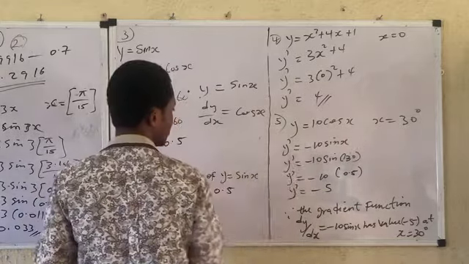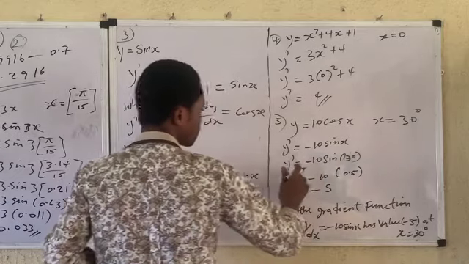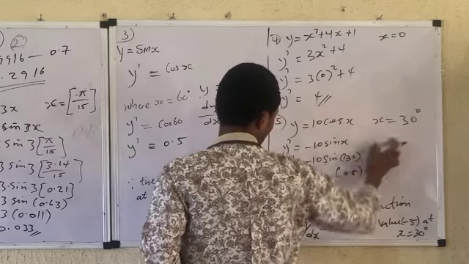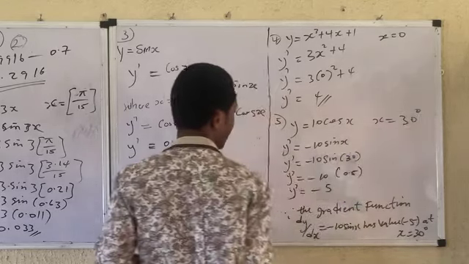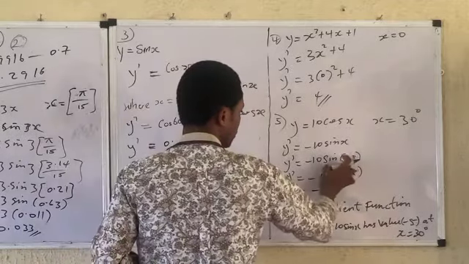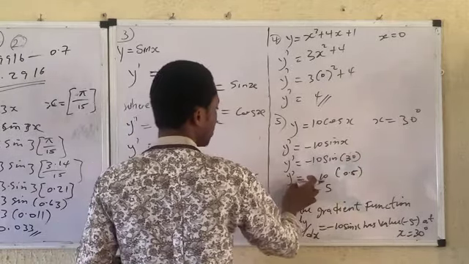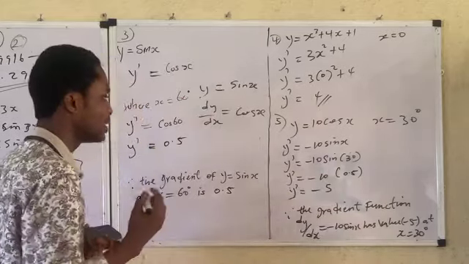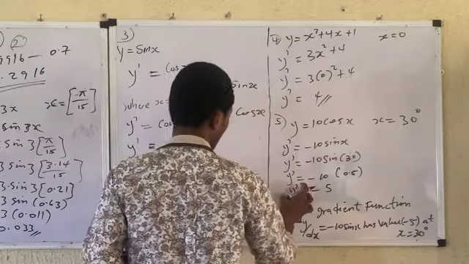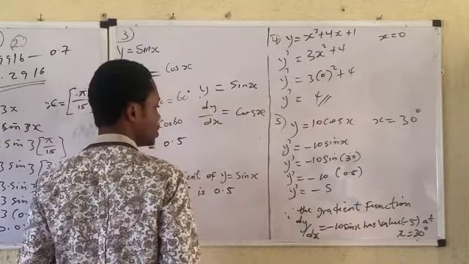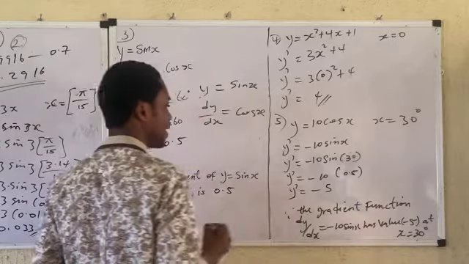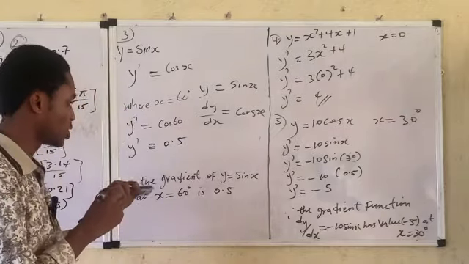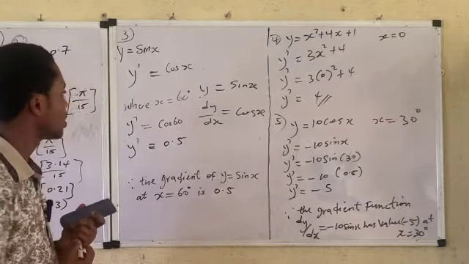Now dy/dx, or y prime rather, equals negative 10 sine x. Remember, when x is 30 degrees, we replace the x with the 30 given to us. y prime equals negative 10 sine 30. Sine 30 is 0.5. Now we proceed further. y prime equals negative 10 times 0.5, which will give us negative 5. This is the answer for this question. That is all for this question.